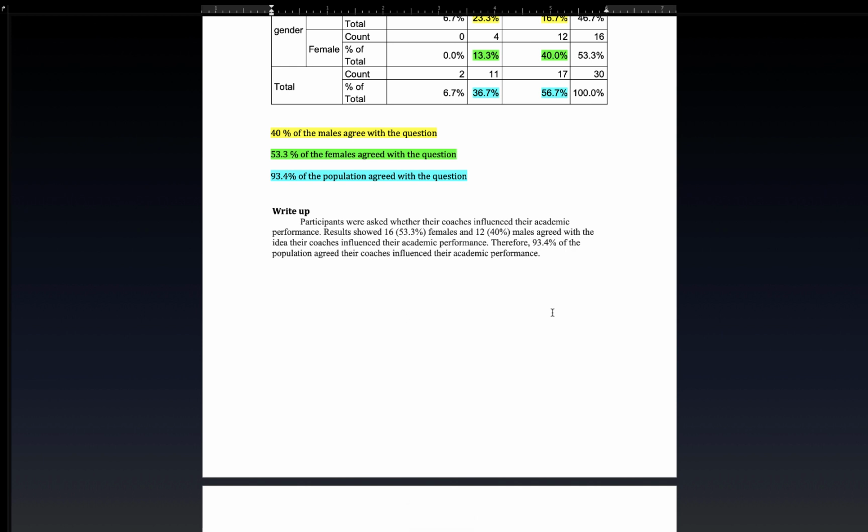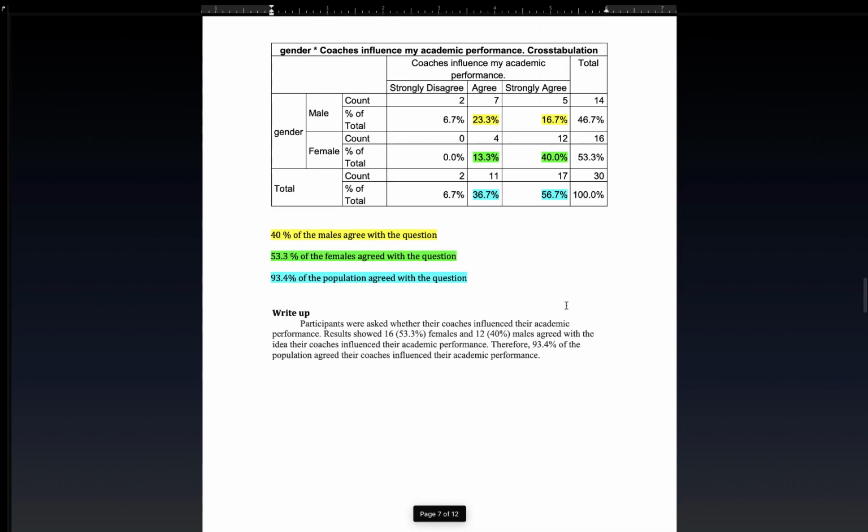And so this is how you write it up. Participants, when asked whether their coaches influenced their academic performance, results showed that 16, 53% of the females, and 12, 40% of the males agreed with the idea that their coaches influenced their academic performance. Therefore, 93.4% of the population agreed their coaches influenced their academic performance. So we have an agreement of both. One is higher than the other, but as a whole, the whole group agreed.